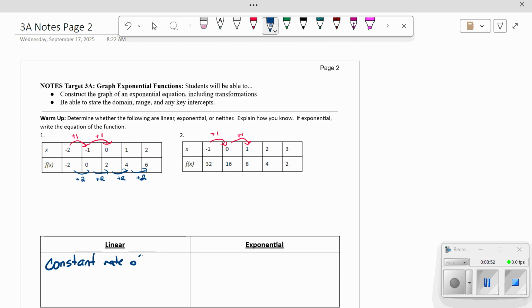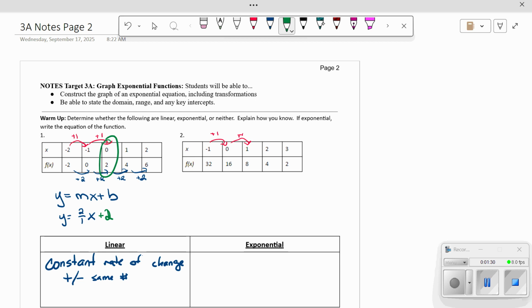Constant rate of change, which we say is the same slope every time. You're adding or subtracting the same number. Your functions for those are your very best friend, y equals mx plus b, where your m is your rise over run, change in y over change in x. For this equation, that's 2 over 1. Your b is your y-intercept, and my y-intercept happens when x is 0.